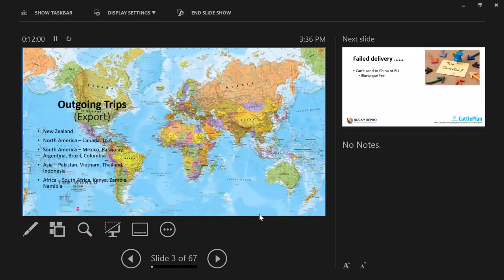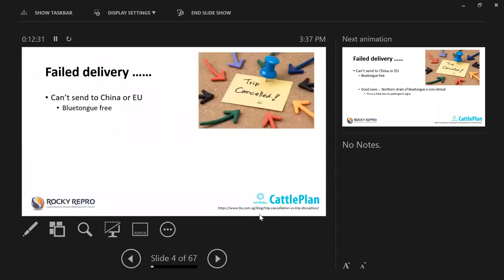So when you're travelling, you're planning where you're going to. We've tried to theme that whole travel trip planning throughout this presentation for you. So where Rocky Repro exports to is New Zealand, Canada and USA, Mexico, Paraguay, Argentina, Brazil, Colombia, Pakistan, Vietnam, Thailand, Indonesia, and we're now in Africa, so we export to South Africa, Kenya, Zambia and Namibia. So we send a lot of product around the world, which is great.